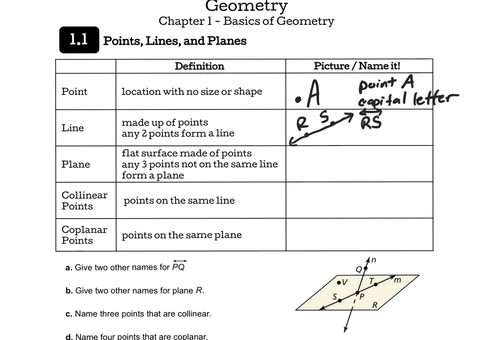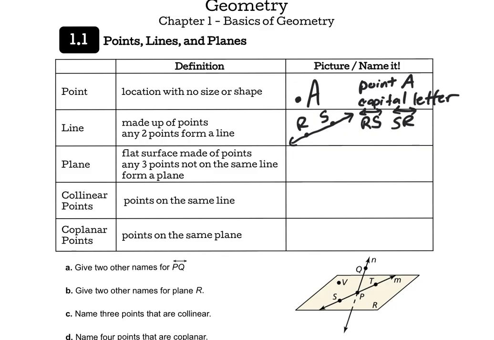I could also flip-flop it. I could also call it SR. So it doesn't have to be alphabetical or anything like that. Any order is okay. Any 2 letters. If I threw another letter in here like T, then I could use T to name it. But we only have to use 2 of them. So I could do TS or TR to name it.